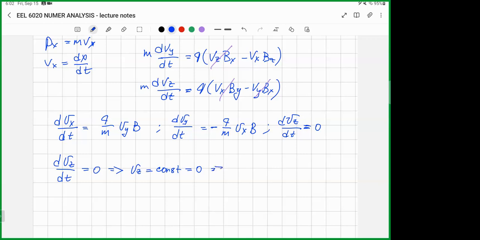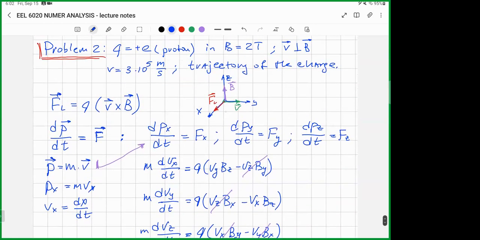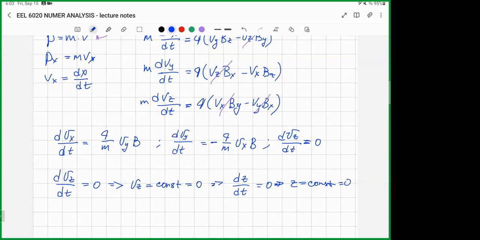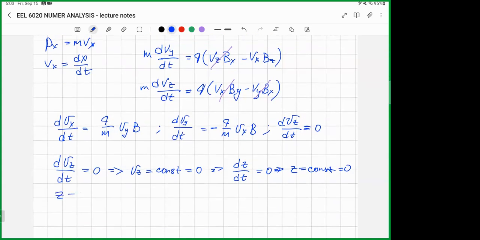Okay. On the other hand, vz is nothing but dz over dt, right? So the change of the z component over time is equal to zero, which means that the z coordinate is equal to constant. Okay, and since we assume that our particle lies on the y axis, the z coordinate is also equal to zero. Okay, so we conclude that our particle moves in the z equals zero plane. So this is in plane motion. The particle moves in the plane orthogonal to the magnetic field.